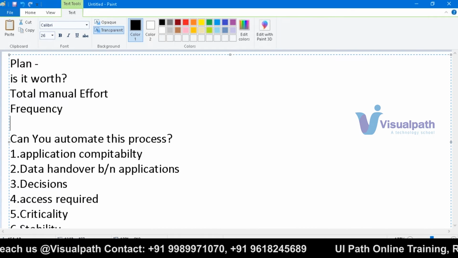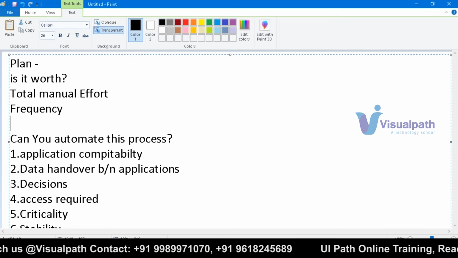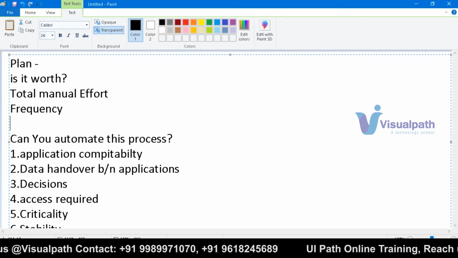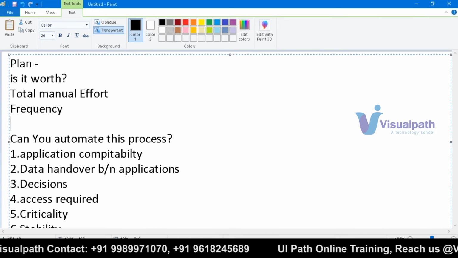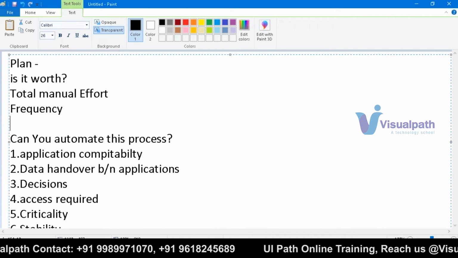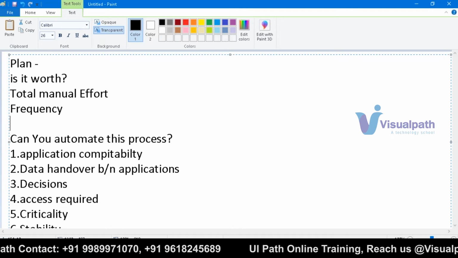These are the questions they ask multiple times over and over again in interviews. 30% of the questions they ask are on this itself, because irrespective of what tool it is, one should have these analytical skills to understand whether a process should get automated or not.